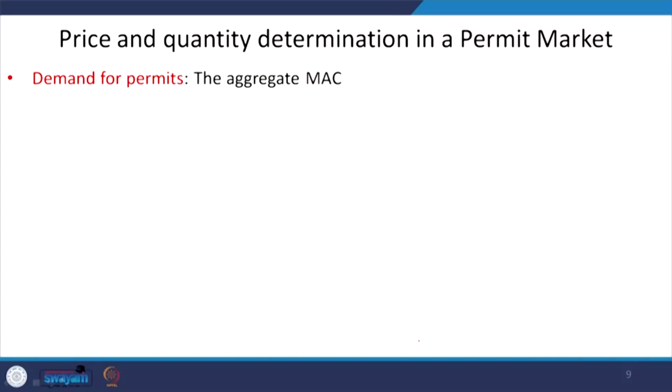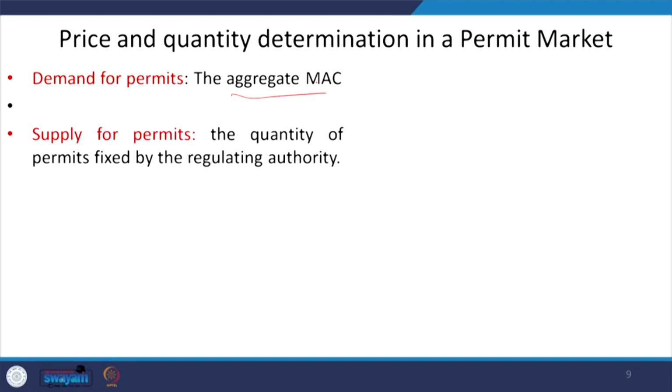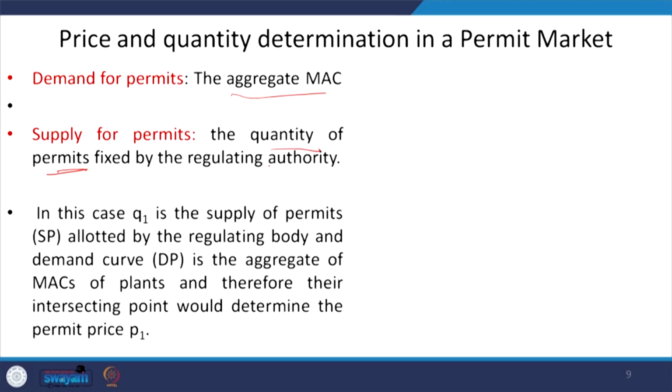So, now after understanding this demand and supply factor, the supply side of the permits, we can determine the price and quantity in the permit market, right. As you understand, the demand for permits is represented by the aggregate marginal abatement cost function of the farms, and the supply of permits depends upon the quantity of permits that is allowed by the regulating authority itself, right.